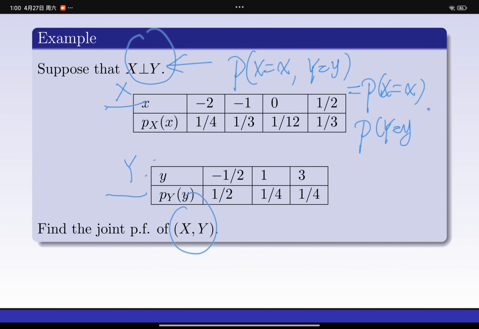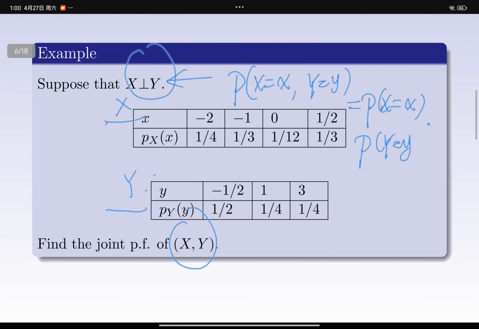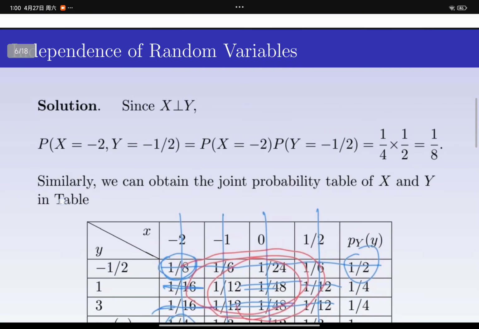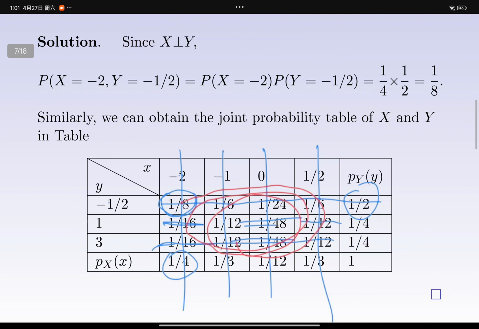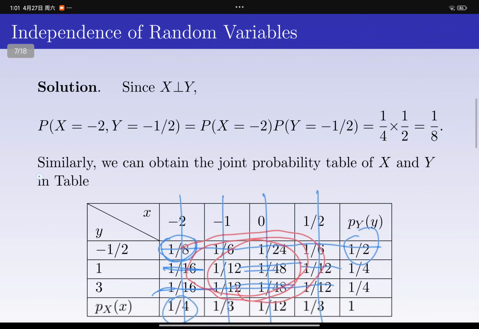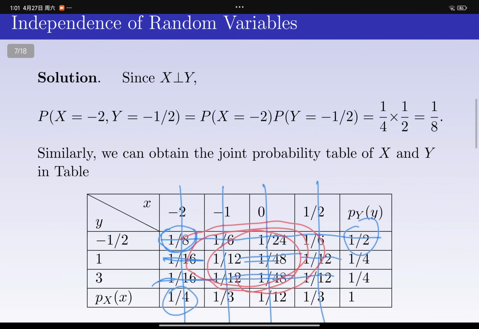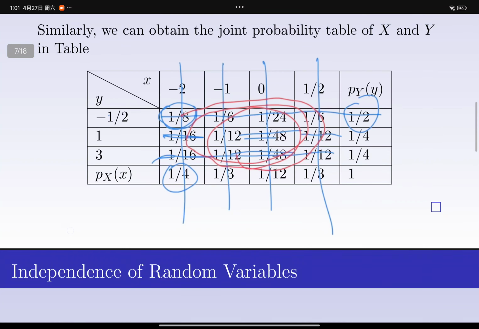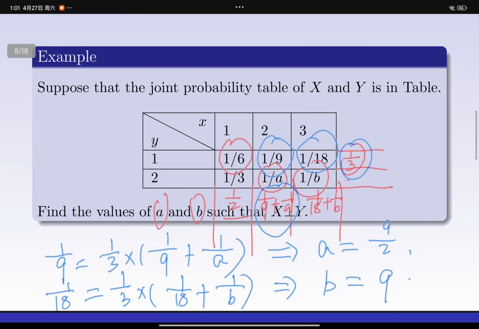Suppose that we find the joint probability function. Joint means that they can be represented in a big table. Find the values of a, and we call the table the joint table. Suppose that x and y are orthogonal.